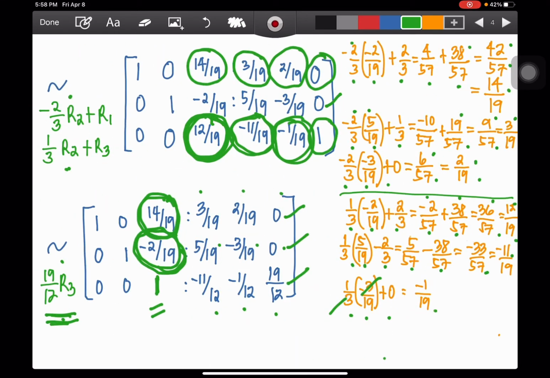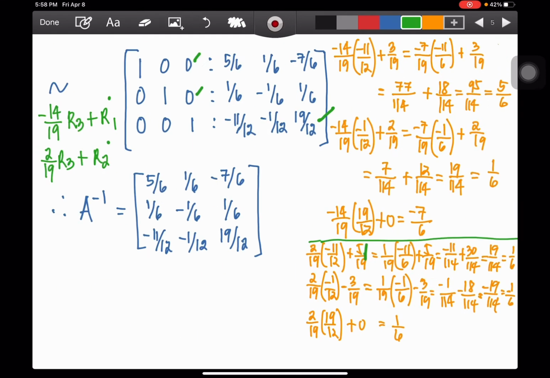So negative 14 over 19 times negative 11 over 12 plus 3 over 19. You can cancel this so that you have 7 and 6. And so you have 77 over 114 plus 6 times 3 is 18 over 114. So 77 plus 18 is 95 over 114, which is 5 over 6 when simplified.